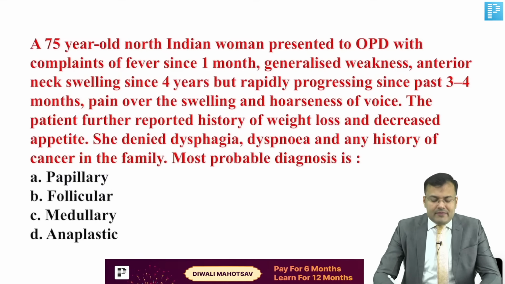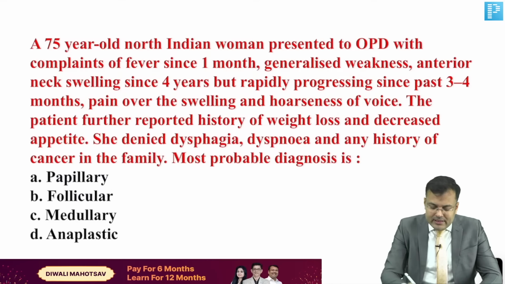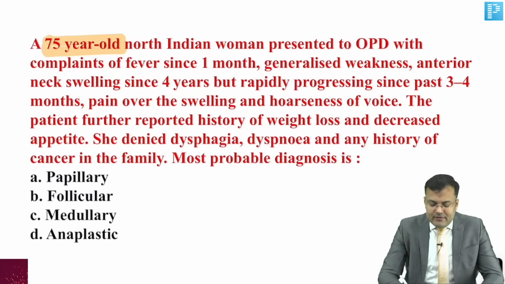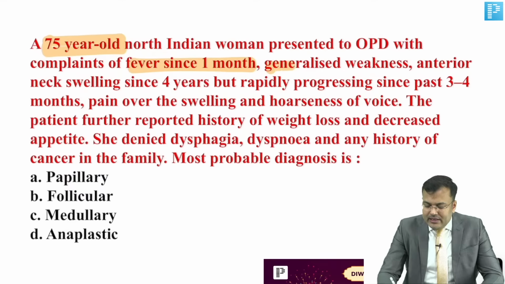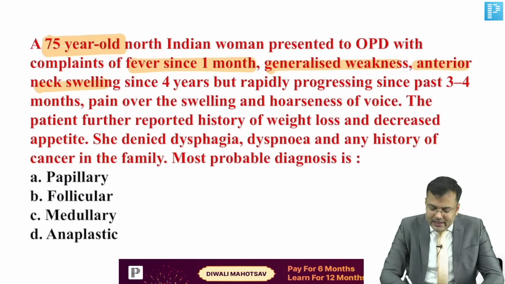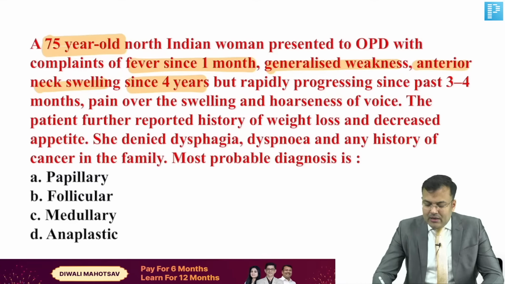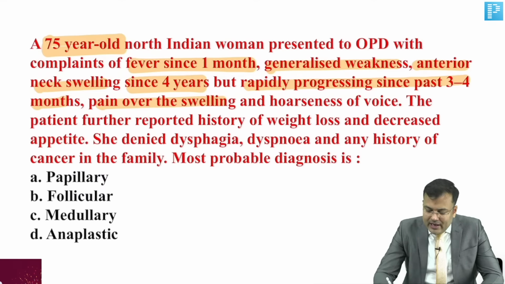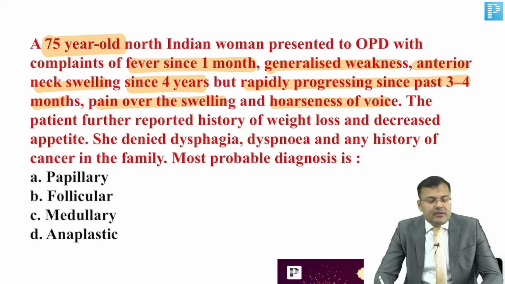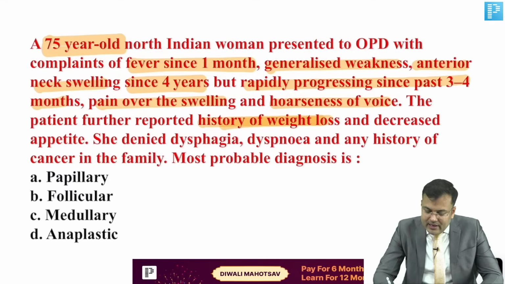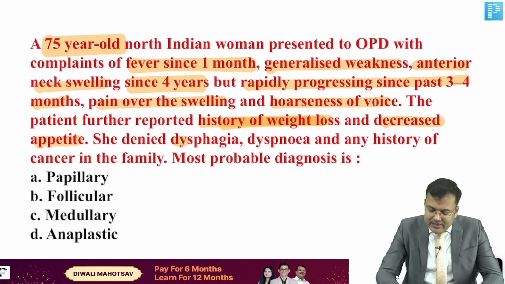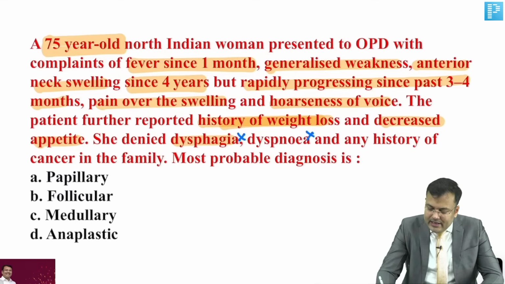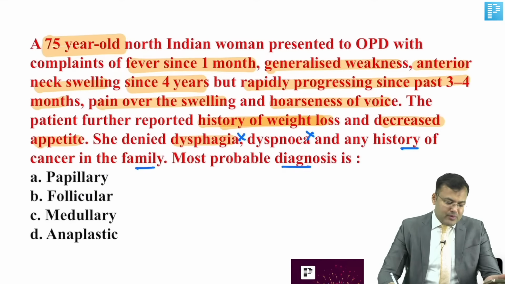You can see a 75 years old North Indian woman, see the age, presented to OPD with complaints of fever since 1 month, generalized weakness, anterior neck swelling since 4 years, but rapidly progressing since past 3-4 months, pain over the swelling and hoarseness of voice. Patient further reported history of weight loss and decreased appetite. She denied dysphagia, dyspnea, and any history of cancer in the family. What is the most probable diagnosis?